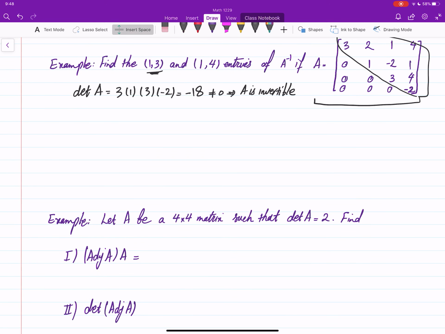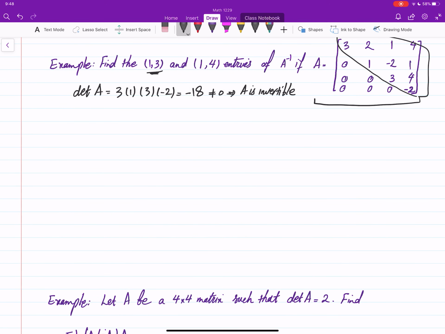So let me just put some space here. The 1, 3 entry of A inverse is going to be, well, the 1, 3 entry of 1 over the determinant times the adjoint. So it will be 1 over the determinant of A times the 1, 3 entry of the adjoint of A.